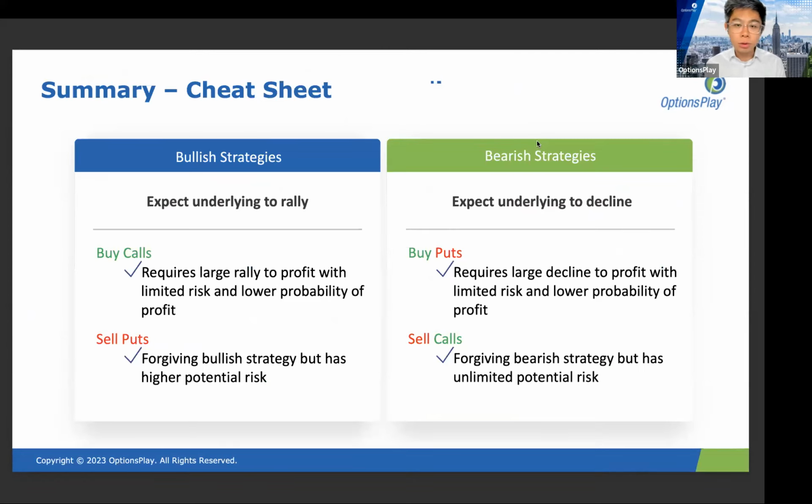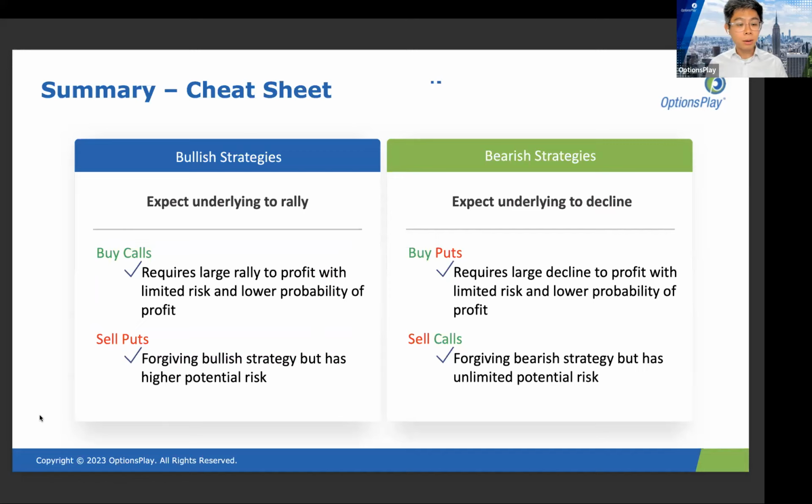Okay. So just to review what we discussed here today, this is a cheat sheet. We'll send out these slides so that you can have this cheat sheet. You can print it out, this one page. Bullish strategies are when you expect the underlying to rally. Bearish strategies are when you expect the underlying to decline. Under bullish strategy, you can buy calls, but it requires a large rally in order to be profitable. But it does come with limited risk and a lower probability of profit.